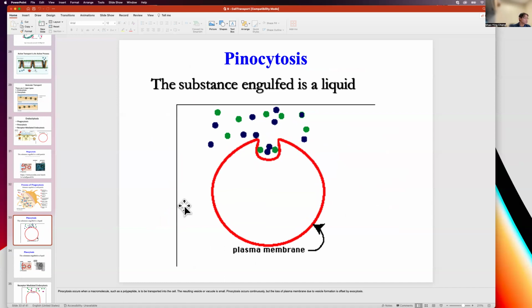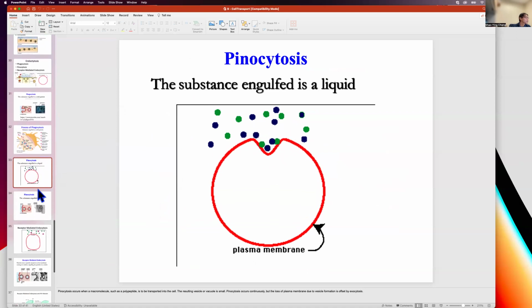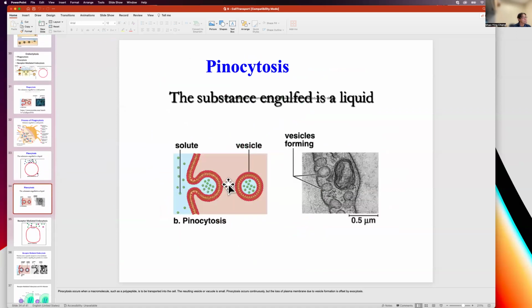The next one is called pinocytosis. Pinocytosis is also called cell drinking, because the molecule you move in is either water or liquid, and also it's a small bite. It's smaller, so that's pinocytosis. There's a picture showing you the pinocytosis. They form a small vesicle and swallow the molecule in.